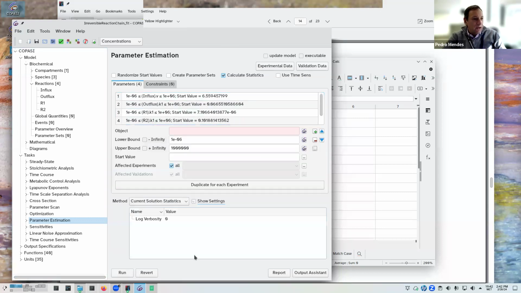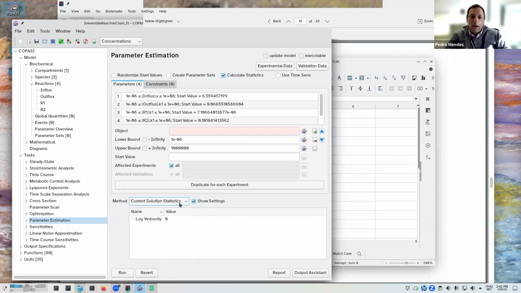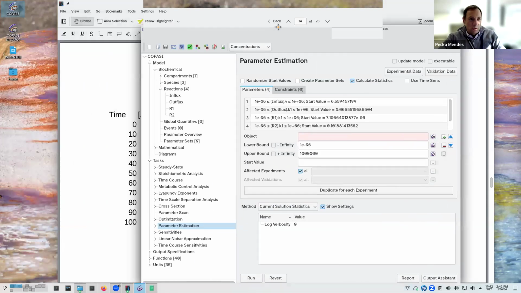And then the final thing we need to do, which is down at the bottom here, is to select an algorithm for minimizing the sum of squares to fit the data. And here is where all the algorithms can be chosen. This one, called current solution statistics, is actually a null algorithm. It's no algorithm at all. It's just going to run and measure the distance between the model and the data as the model is right now, without applying any changes to anything. So I can run that and show you where the data is.